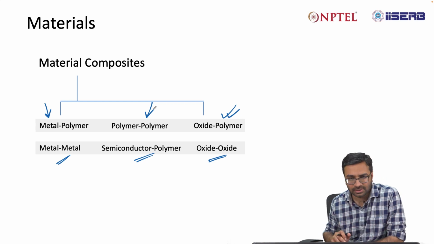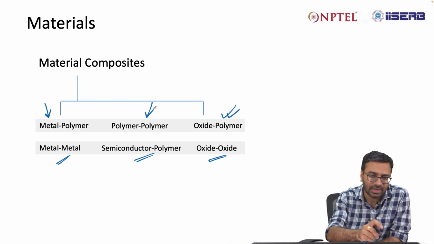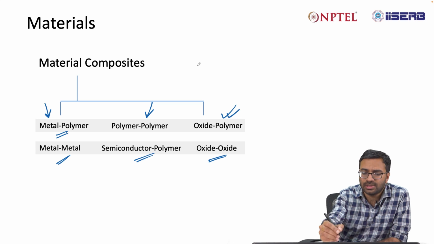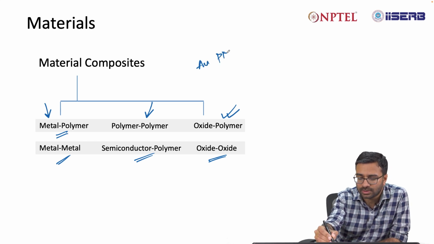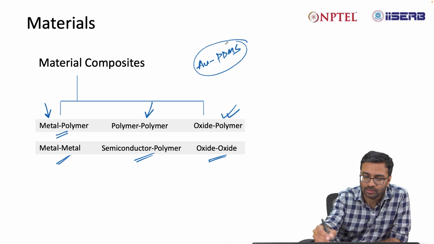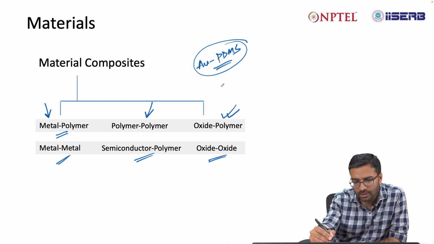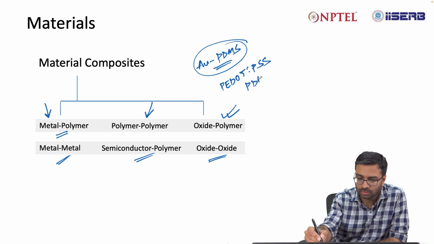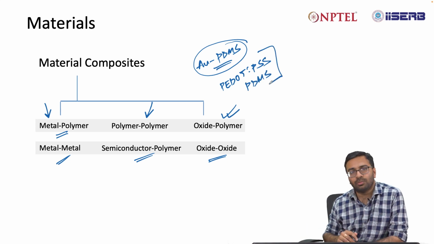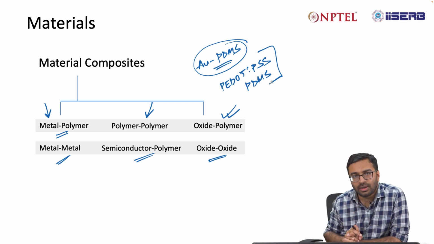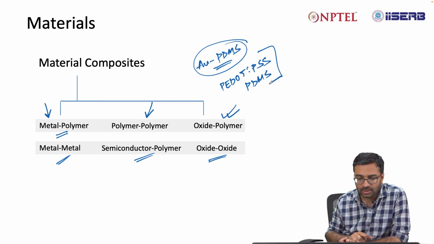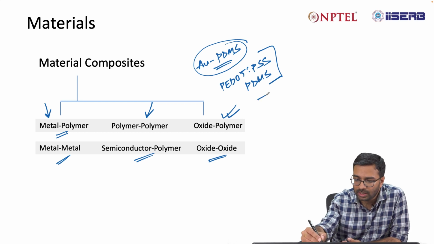There are several examples in this regard. For example, if I take a metal polymer composite, say gold PDMS composite can be one option. For polymer, you may use say PEDOT:PSS and PDMS both in order to create a more flexible conductive alternative for certain applications. If it's oxide polymer, you can take TiO2 PEDOT:PSS.